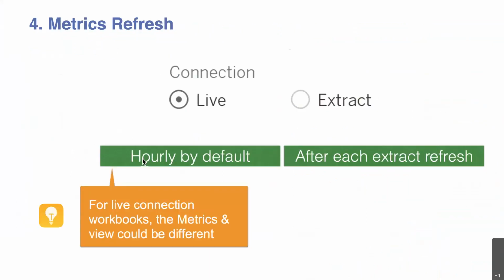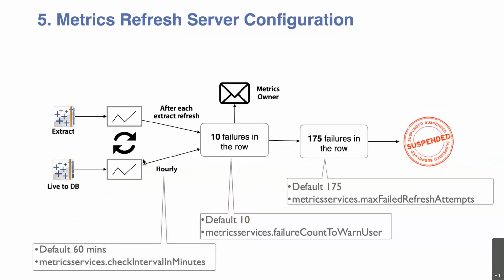How is metrics refreshed? It depends on live or extracts of the workbook. If the workbook is live connecting to the data source, metrics refresh hourly. If it's extracts, which is better, after extracts refresh, then the metrics get refreshed automatically. A separate background task triggers it automatically. Do you have any control on the refresh scheduling failures? Yes, you do as an admin.